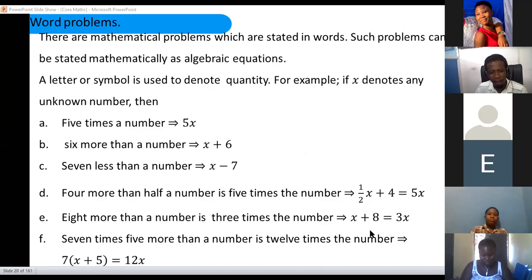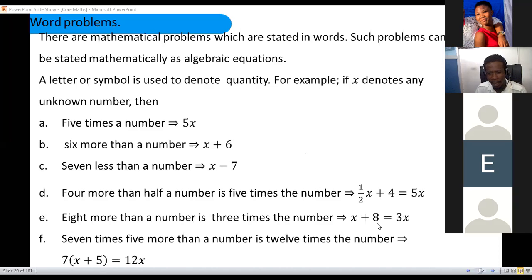Please, is anybody confused with the fourth statement or the fourth problem? Yes, sir. I should go over. Grace, please, what is your problem? Yeah, please go over. Okay.